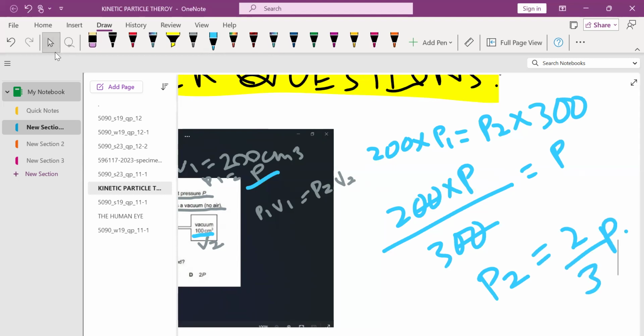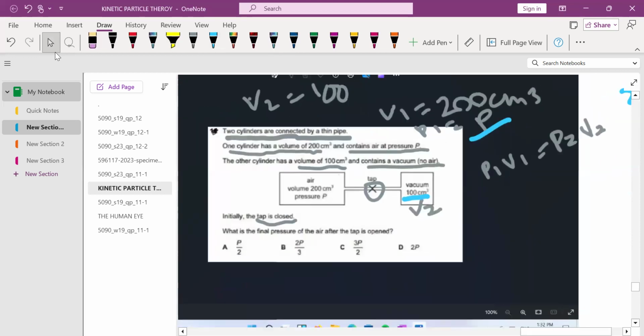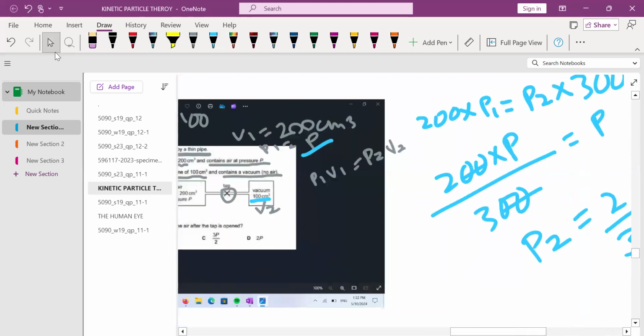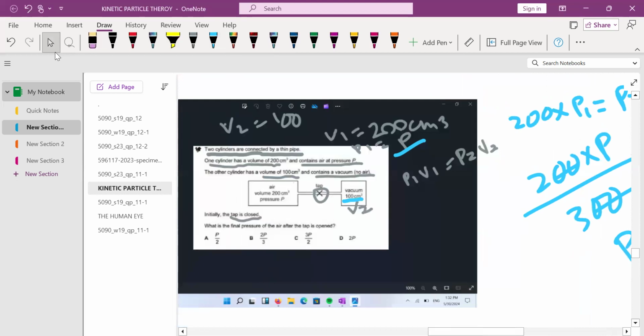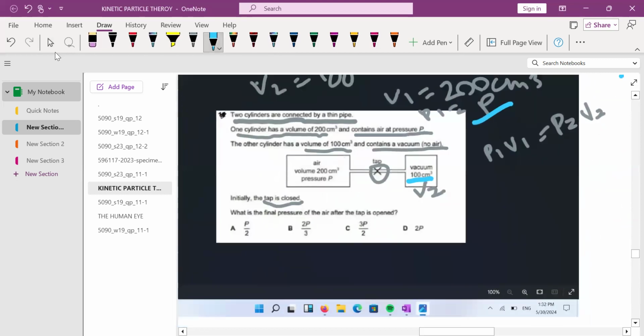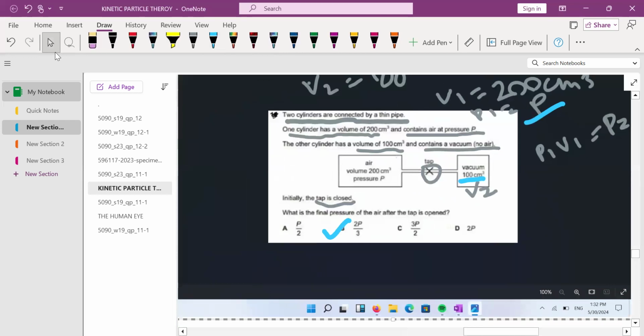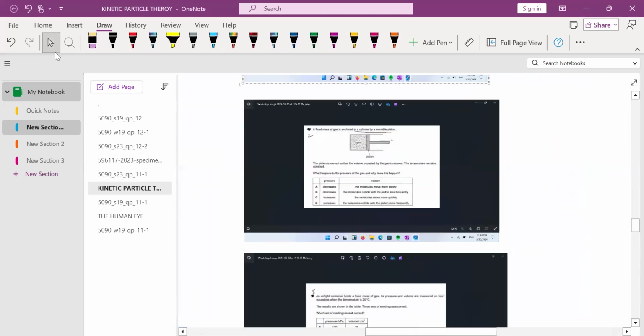Let's look at the options. So the answer we got is 2 divided by 3 P. According to this, option B is correct, 2P divided by 3. So option B is correct for question number 1. Let's move to question number 2.